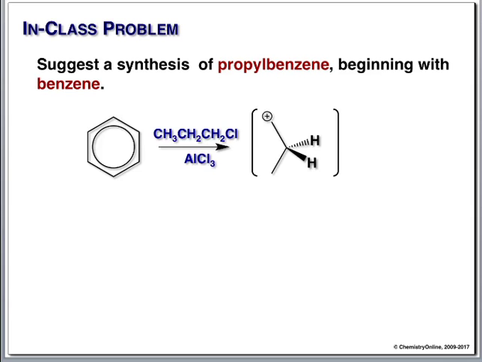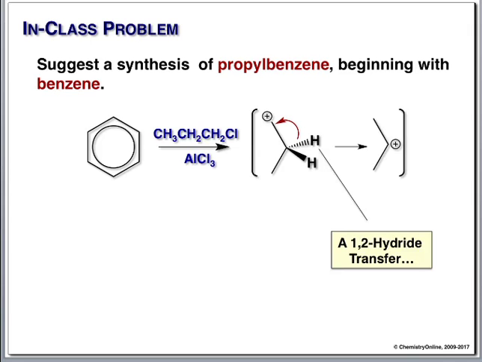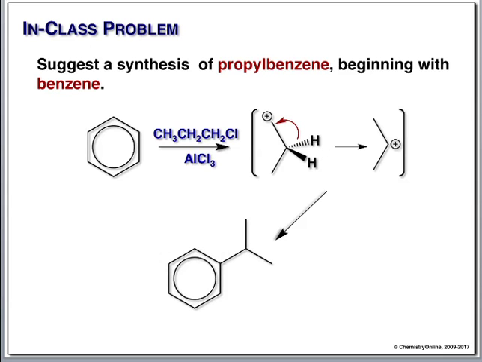Because this carbocation is going to undergo rearrangement to give the most stable carbocation. In this case, it's going to be a 1,2 hydride shift, and we're going to form the isopropyl carbocation. The isopropyl carbocation is what's going to add to your ring, and that's your product. That is the wrong product, isn't it? However, we will see we have a clever way to make the desired product. It's going to be another 20 slides, but we'll get there. Any questions? Remember, for Friedel-Crafts alkylation, you can't use a carbocation that's going to rearrange, because it will.